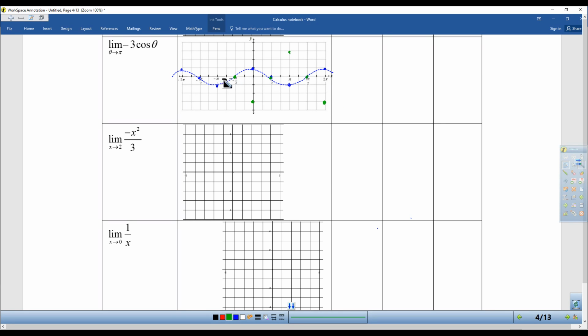So I'm just going to go ahead and finish plotting my points because I do better drawing it when I can see the points ahead of time. Still not awesome, but better. There you go. That's -3 cosine theta.